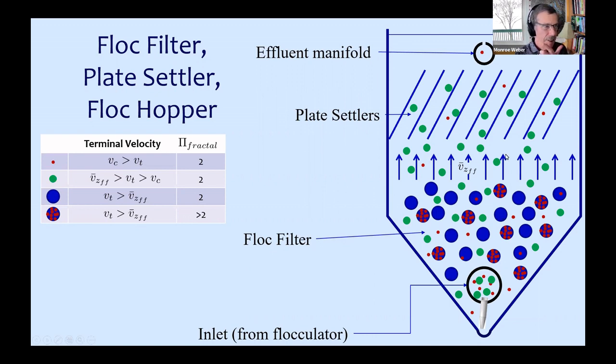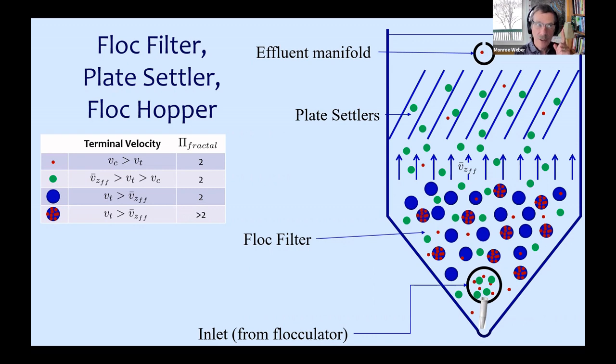It's the same as something else. Anybody remember? What's the concentration of flocks coming out of the flock filter? Here's the hint. In the pipe coming from the filter are green ones and red ones.